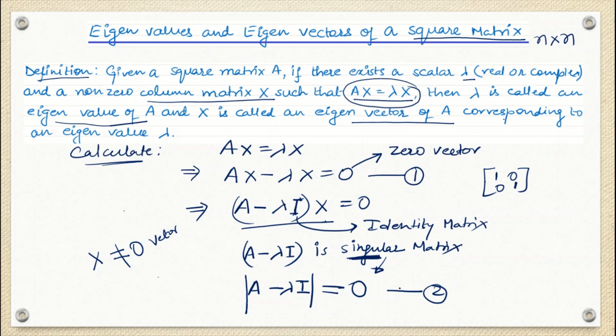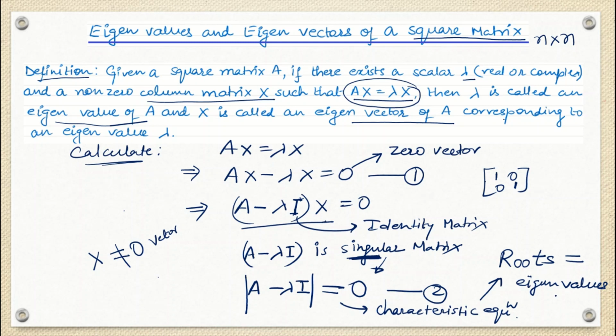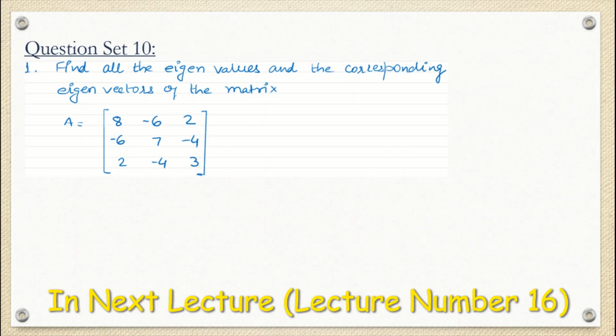This equation is called the characteristic equation, and the roots of this characteristic equation are called eigenvalues. So to find the eigenvalues, we have to get the roots of this characteristic equation. And this we are going to see using an example.